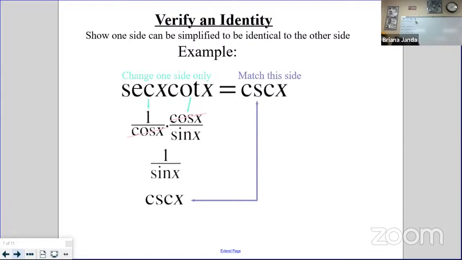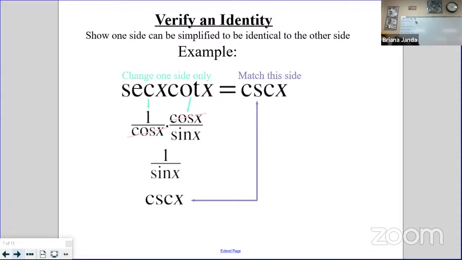So what happens is they hand us this equation at the beginning. And they say, this is true, prove it. And so what we will do is we will pick one side and one side only. And we'll use some identities like here, secant of x being 1 over cosine, cotangent of x being cosine over sine. We will simplify that fraction to be 1 over sine of x. And then 1 over sine of x is cosecant of x.